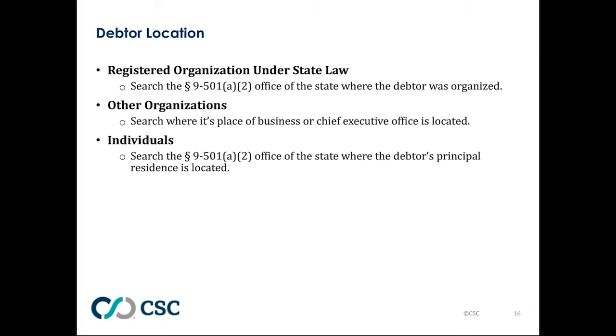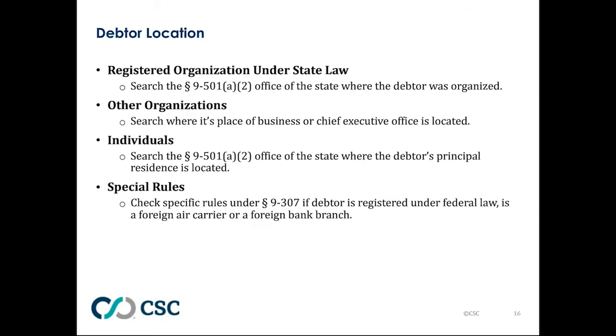So in any event, look to the debtor's principal residence, and also be aware that this is not necessarily the same state that issued the debtor's driver's license. People move and they don't change their driver's licenses sometimes. It's the state of principal residence, not the state that issued the driver's license. And then there are special rules for other types of debtors, foreign air carriers and things like that. I'm not going to go into them in this presentation, but be aware that they do exist in Section 9-307.